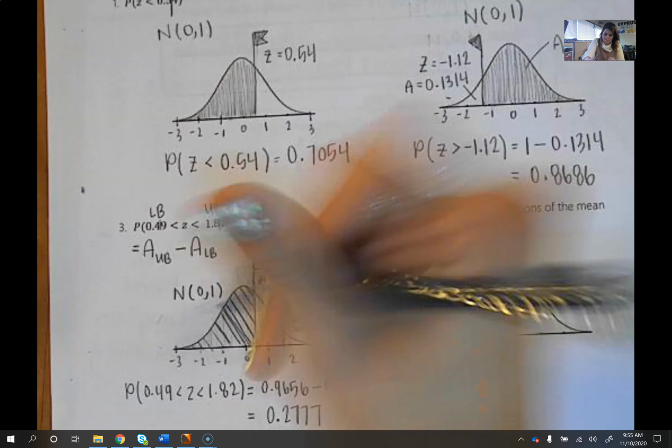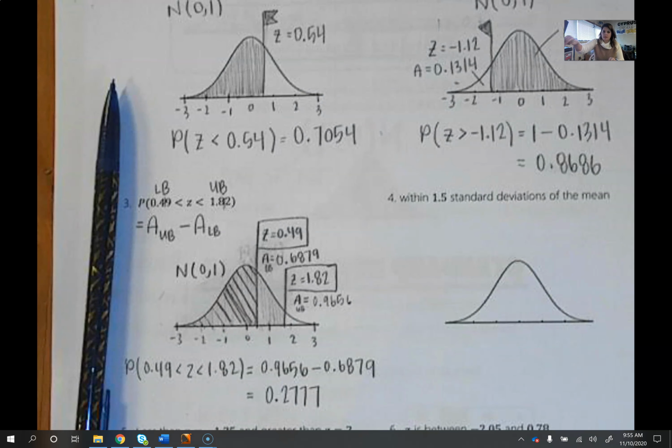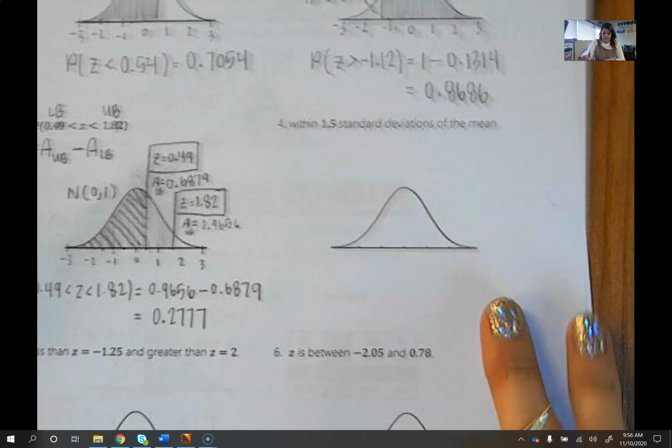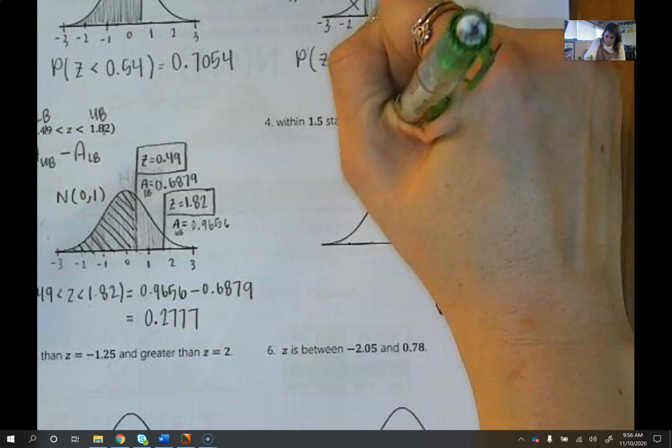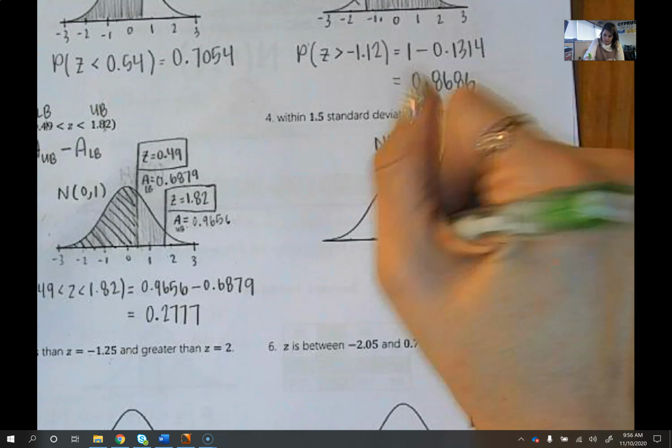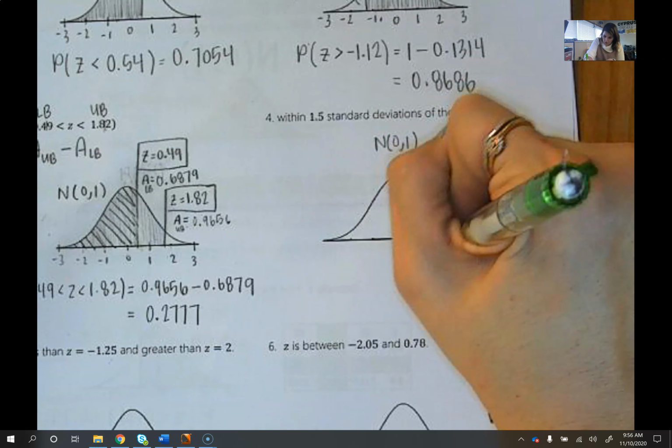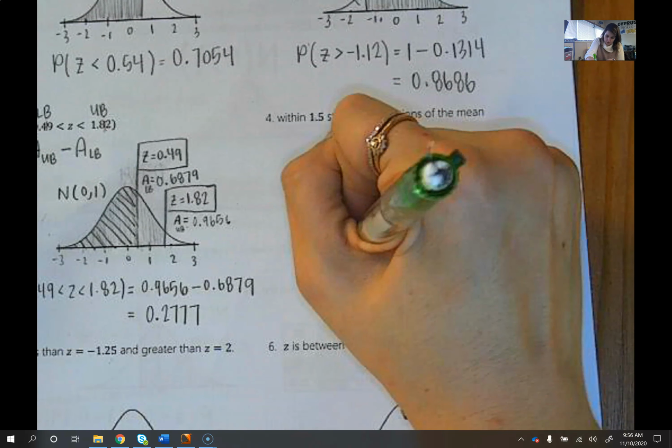Okay. Next one is number 4, within 1.5 standard deviations of the mean. So we can start by listing the parameters for the standard normal curve and then labeling the x-axis. So N is 0, 1, and the x-axis is 0, 1, 2, 3, -1, -2, -3.